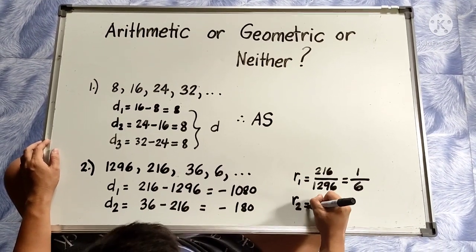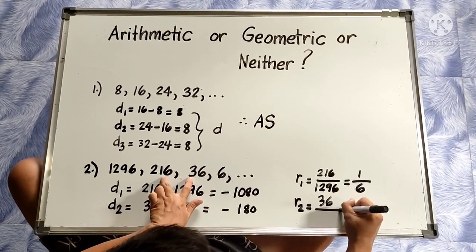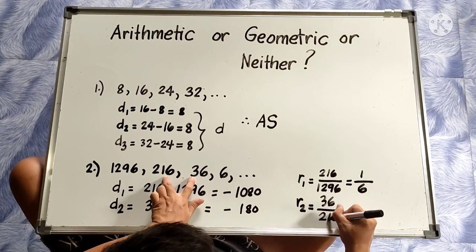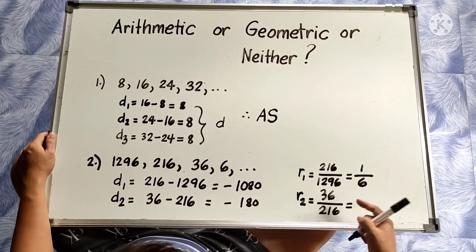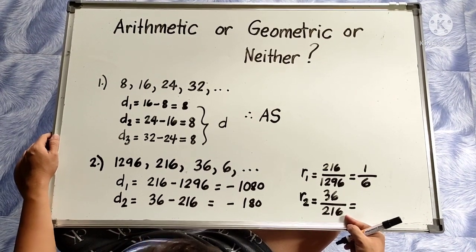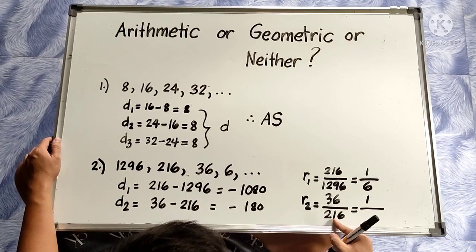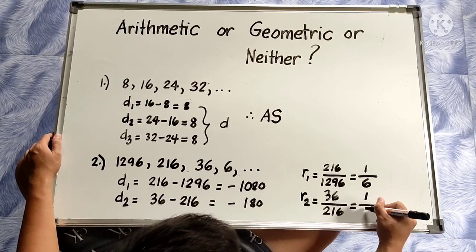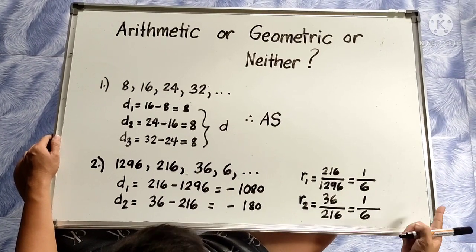Proceed to the second ratio. You have 36 divided by 216. 36 and 216 are both divisible by 36. So 36 divided by 36 is 1, then 216 divided by 36 is 6. So the two ratios are the same.